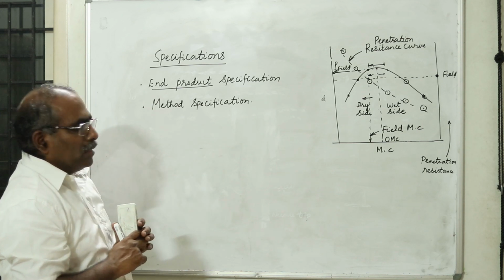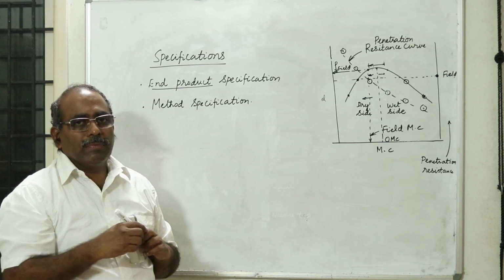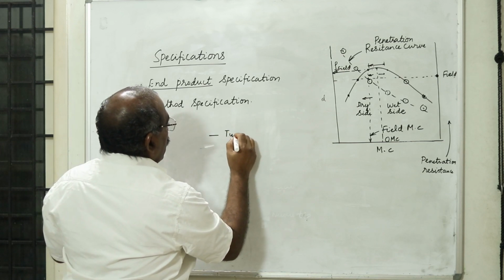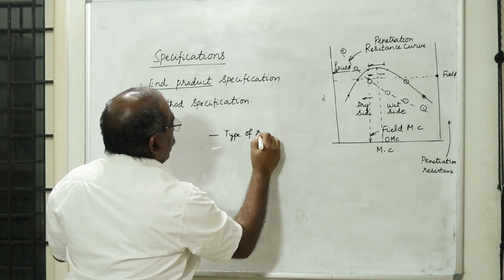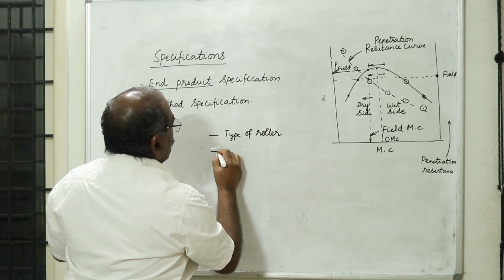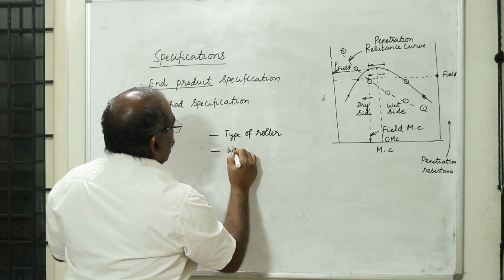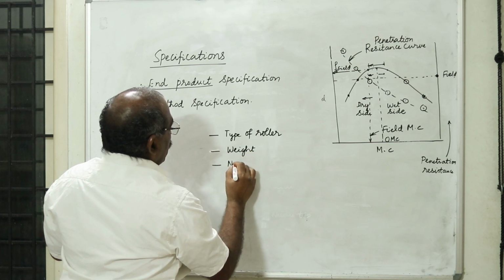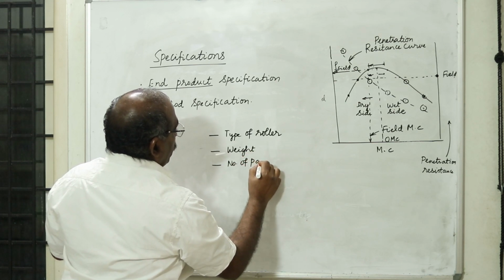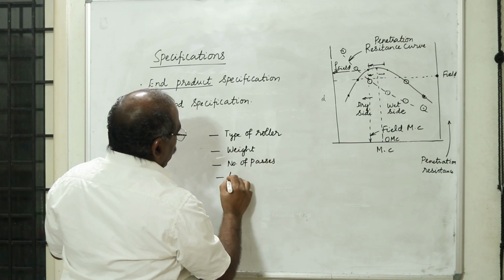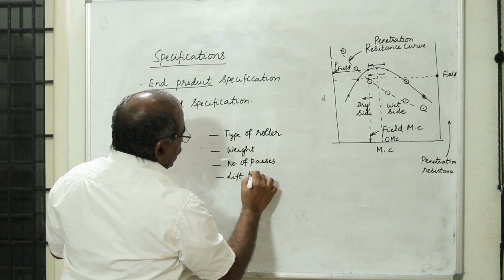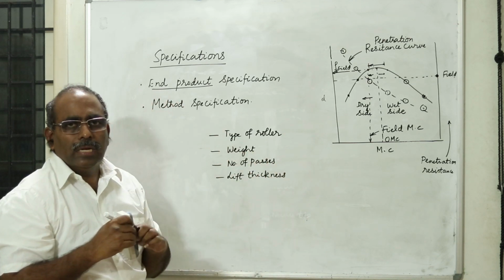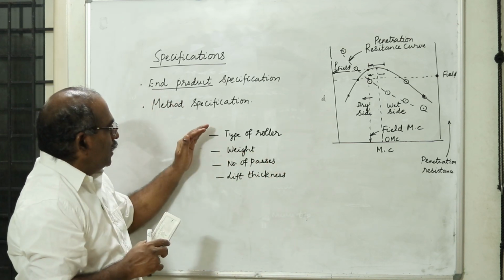When it comes to the method specification, the method will be specified, including not only the method but the type of roller, the weight of the roller, then the number of passes, the lift thickness. Everything will be specified here. Now the contractor is free. It is not his botheration.